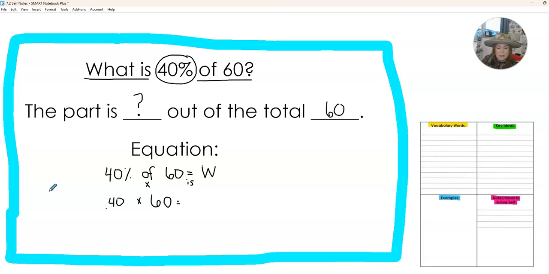So 4 times 6 is 24 with 2 zeros. But we also have 2 decimal places. So if I have 24 out of 60, that is 40%. 40% of 60 is 24. 24 out of 60 is 40%. So that's one way you can do it, is you can just set up that equation. What do we know? What are we looking for? And solve it that way.